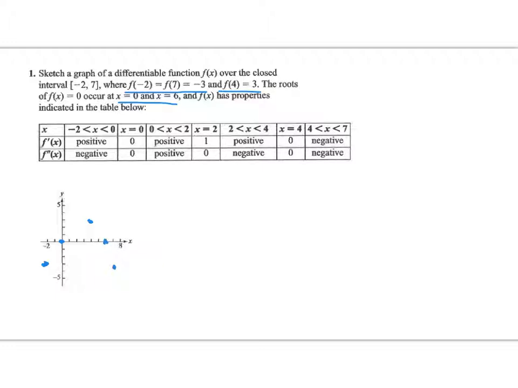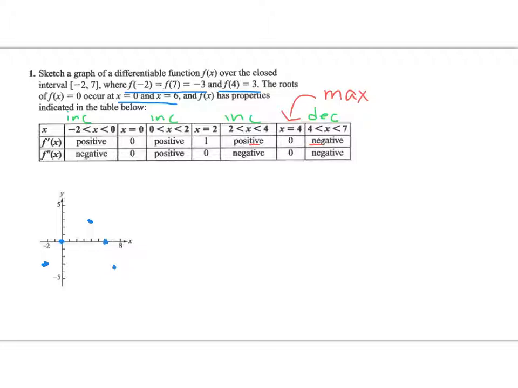information about my first and second derivative. So for my first derivative, it said from -2 to 0, it's positive, so that tells me my graph is increasing if I have a positive slope. From 0 to 2, first derivative is still positive, so the graph is still increasing. From 2 to 4, it's positive again, so it's still increasing. And from 4 to 7, it's negative, so now my graph is decreasing. The other information I get there, because my first derivative changed from positive to negative, is at x equals 4, I have to have a maximum.